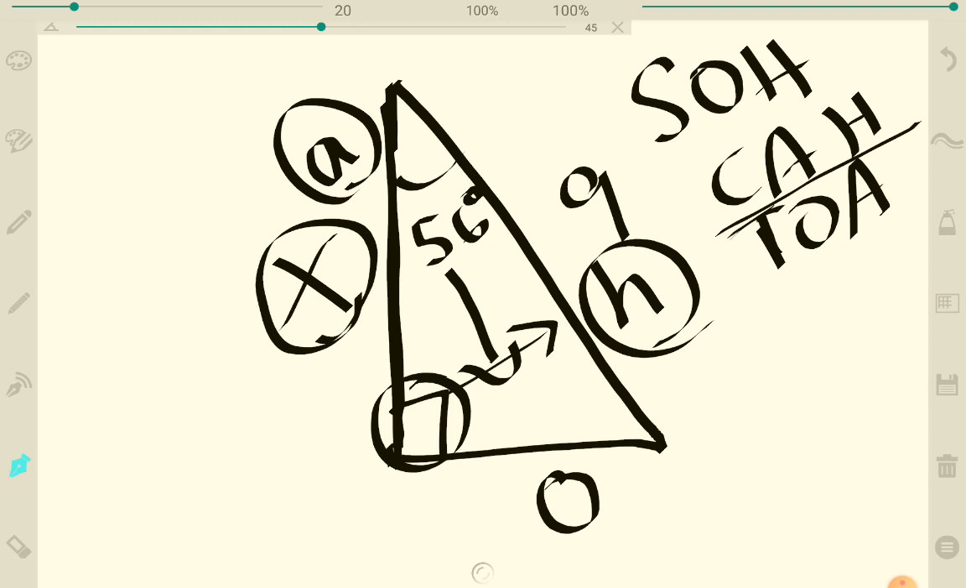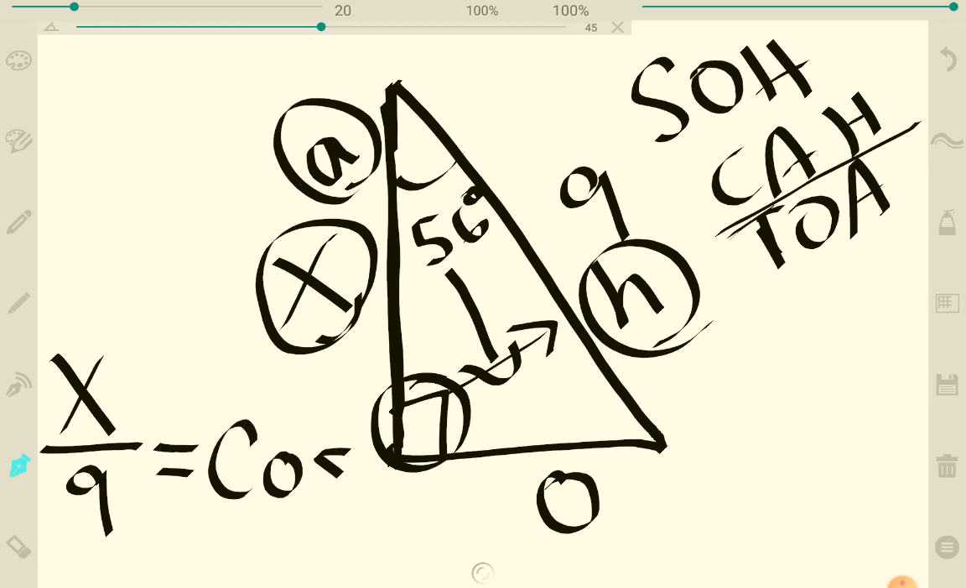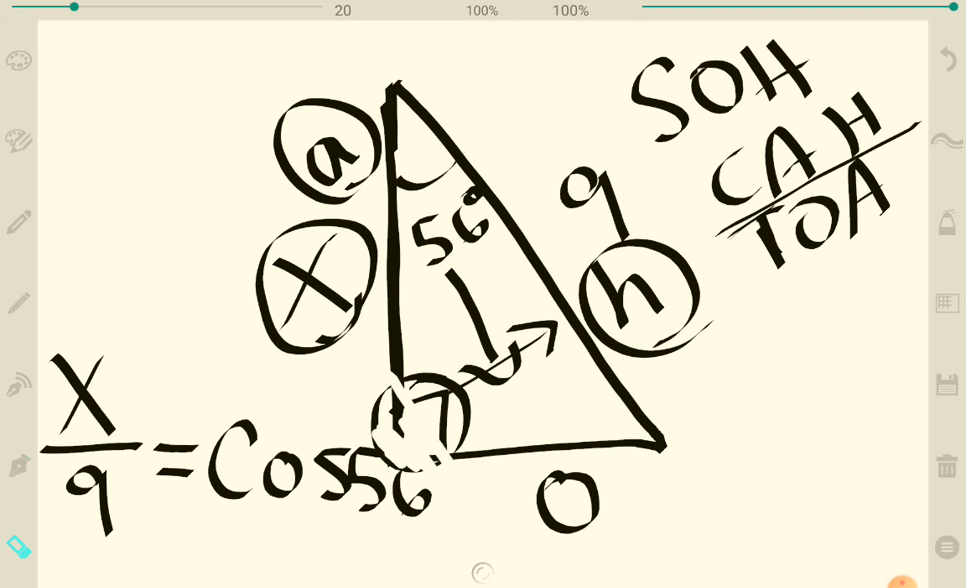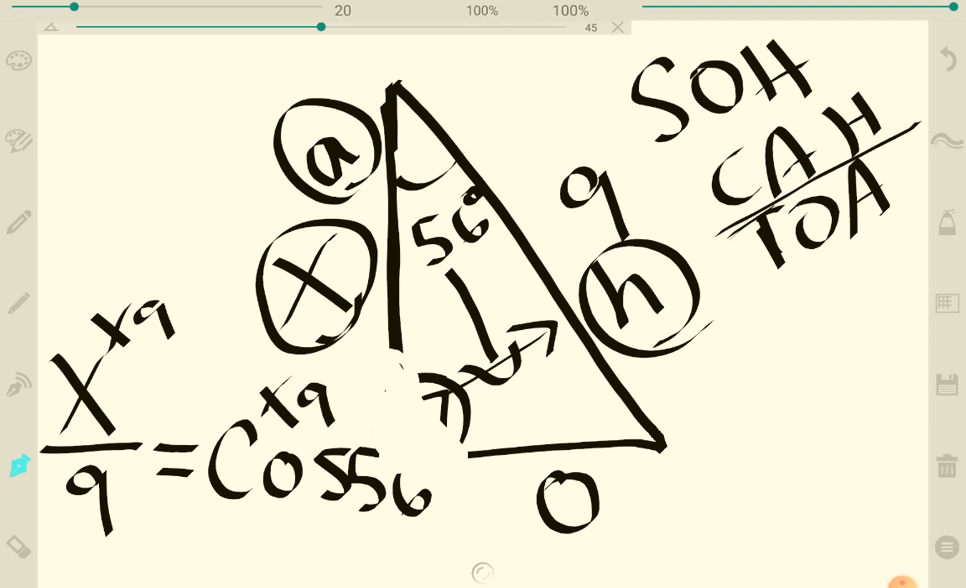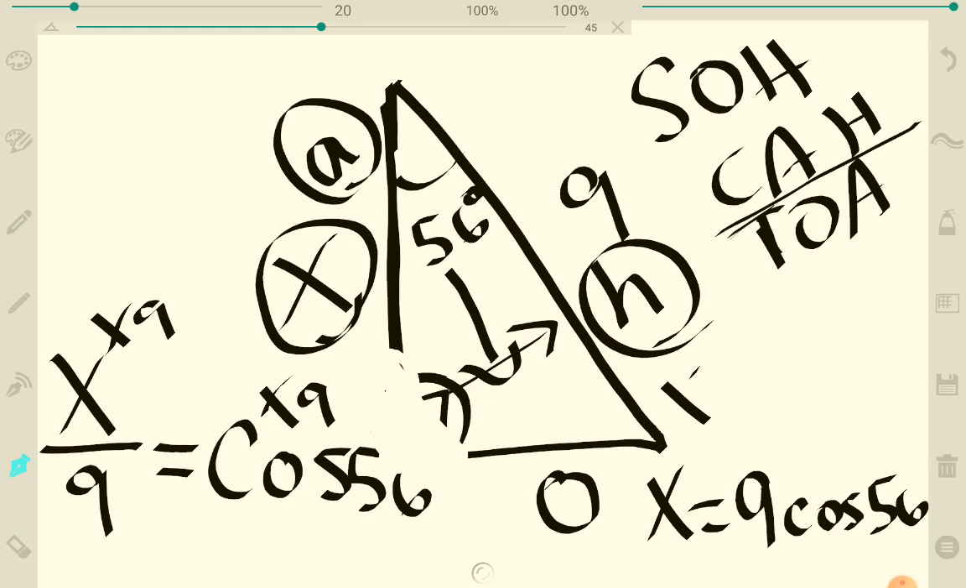So for cos, we would do x over 9, because x is adjacent and 9 is hypotenuse, equals cos 56. And once we do that, all we need to do is multiply. So we multiply by 9 on each side, and we should get x equals 9 cos 56. If we plug that into our calculator, we should get x equals 5.033.